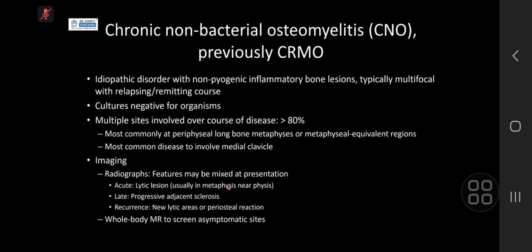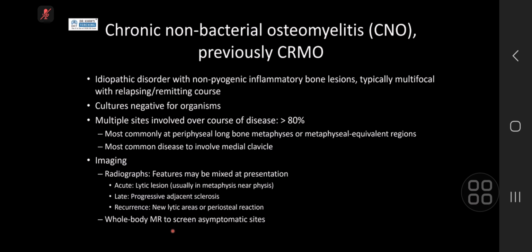And of course, like anything, when it's acute, it can be lytic, and then later as it starts to heal, you get that adjacent sclerosis, and of course, if it comes back again, you can have new lytic areas. So it's a waxing, waning course of disease, and use a whole body MR to screen. And if you've got multifocal disease, then it's more likely to be CRMO.